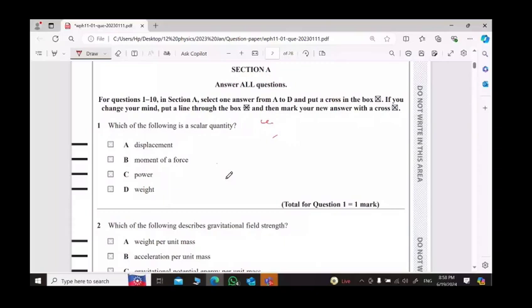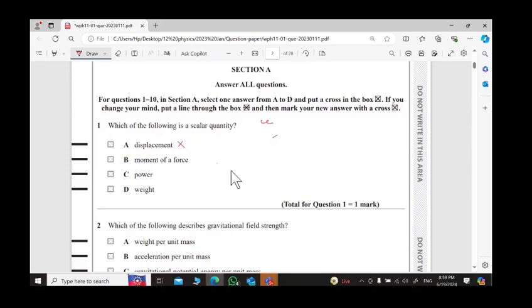of January 2023. And this is section A, question number 1. So here you can see that question number 1 is: which of the following is a scalar quantity? And we know that the scalar quantities are those quantities which don't need direction for their description. So displacement is a vector quantity, so it needs direction. So it means that option A is not correct one.